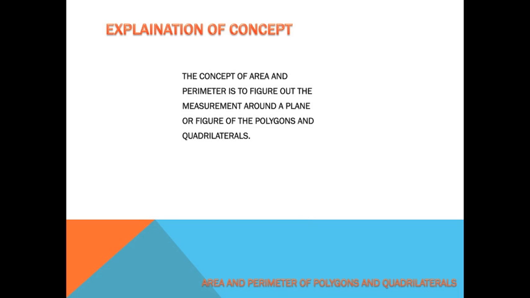Now I want to give you a quick explanation of the concept. The concept of an area and perimeter is to figure out the measurement around a plane or figure of the polygons and quadrilaterals. Doing my research, I figured that's as simple as it's going to get, and why make it more complex than what it actually is.